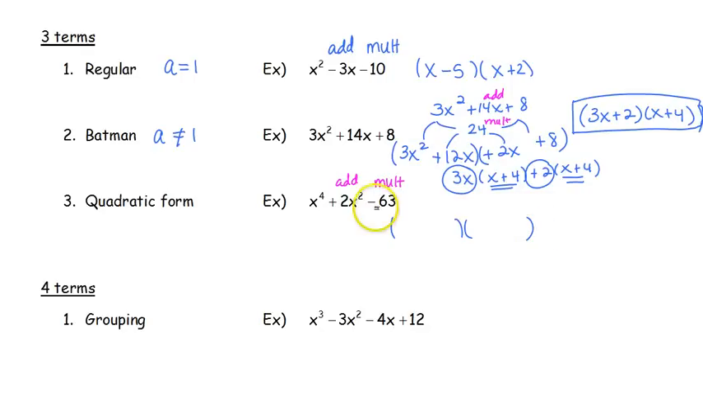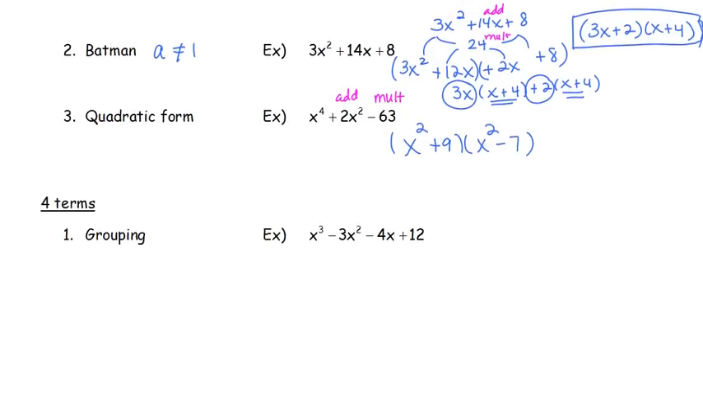So two numbers that multiply to a negative 63 and add to a positive 2 are a positive 9 and a negative 7. The only difference is, normally when we factor a quadratic, it's going to be x plus 9, x minus 7. Because it's to the fourth power and then to the second power, it's x squared plus 9 and x squared minus 7. When you have the quadratic form, you've got to double check those two binomials that you're left with to see if you can factor those any further. Lots of times with quadratic form, you're going to have to keep going.